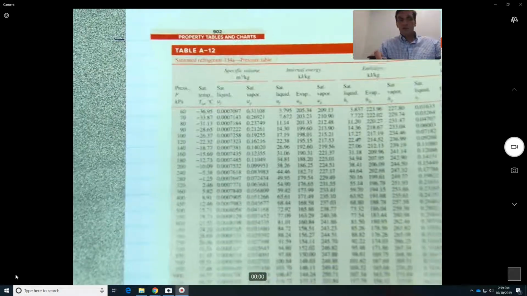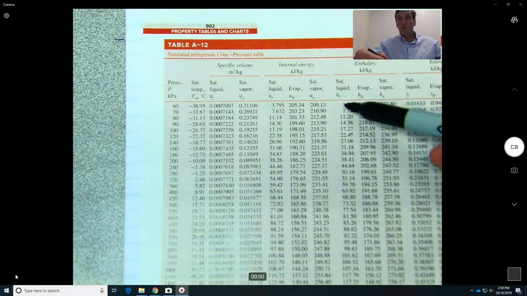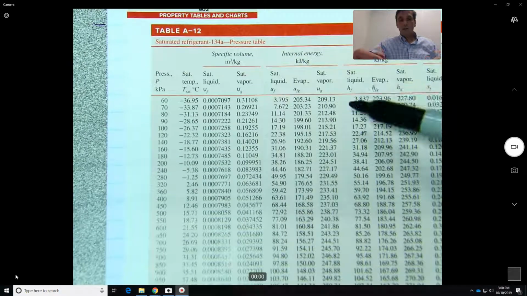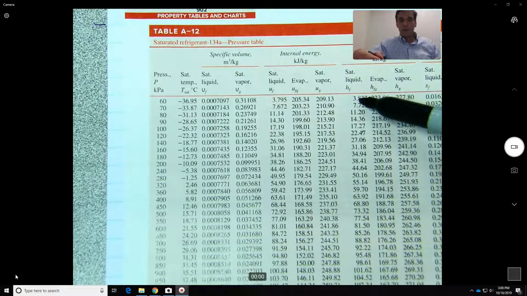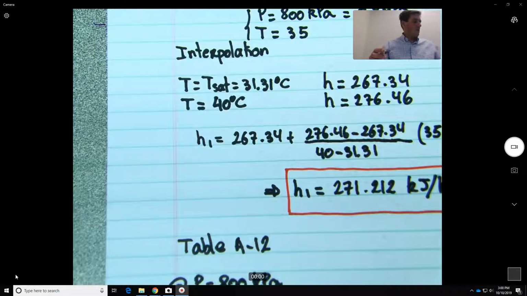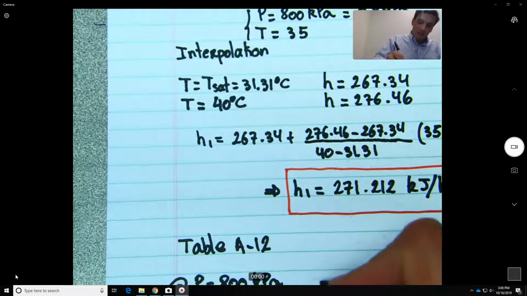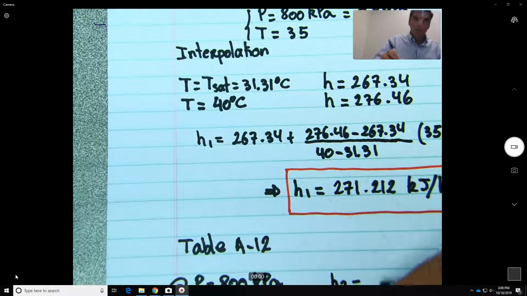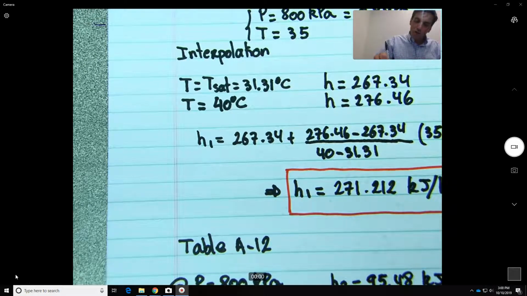Pay attention on the top, so it should be H equal to H fluid because on that part. So now we need to find out the 800. It looks like it's 95.48. So we'll have over here that H2 equal to 95.48 kilojoules per kilogram.